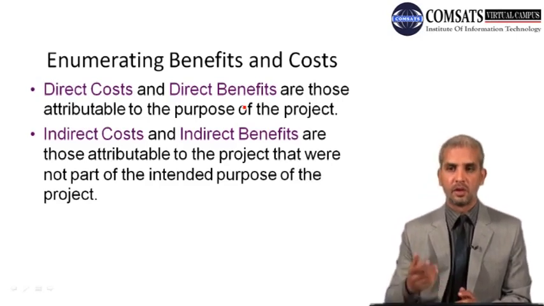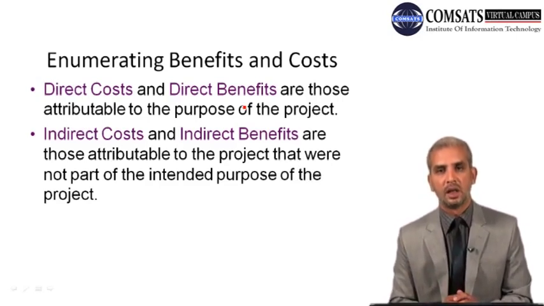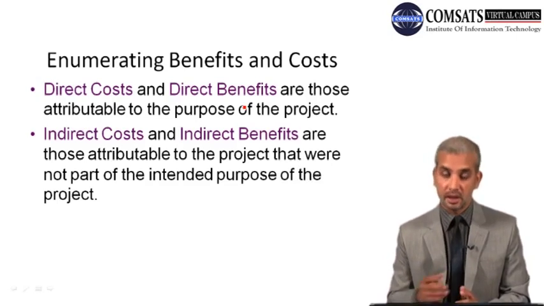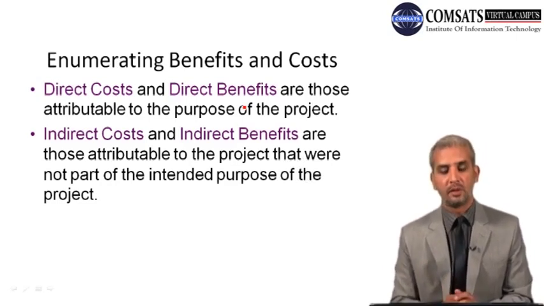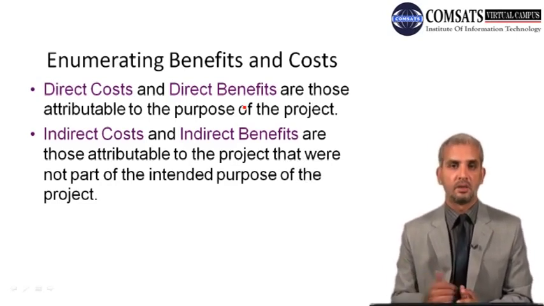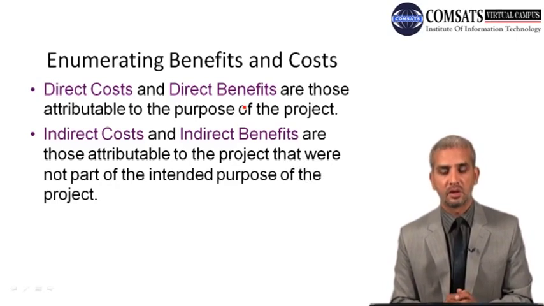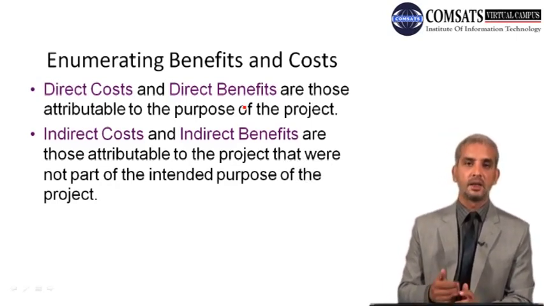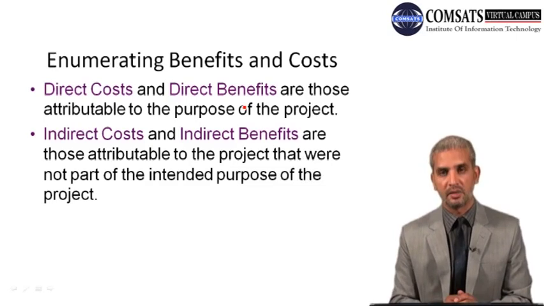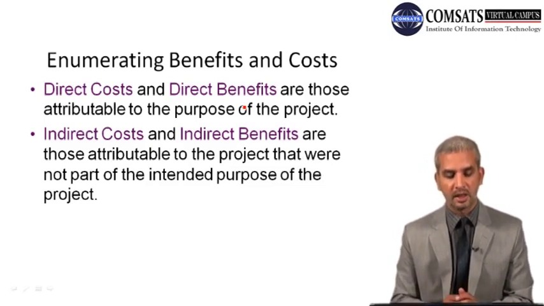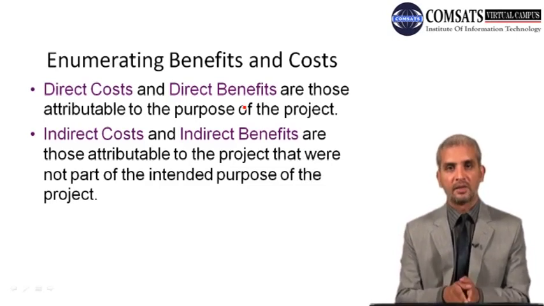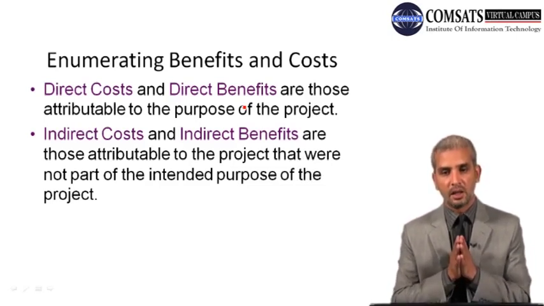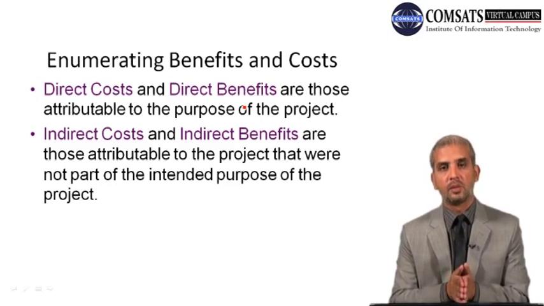That benefit would go to, for example, increased water flow to farmers. Then there is again a debate over how to put a dollar value on increased water flow, but that is not the scope of enumerating benefits and costs. That is when it goes towards evaluating the benefits and costs. Then there are indirect costs and benefits. Indirect costs and benefits are those attributed to the project that were not part of the intended purpose of the project. Those are indirect effects which were not actually under the project scope.